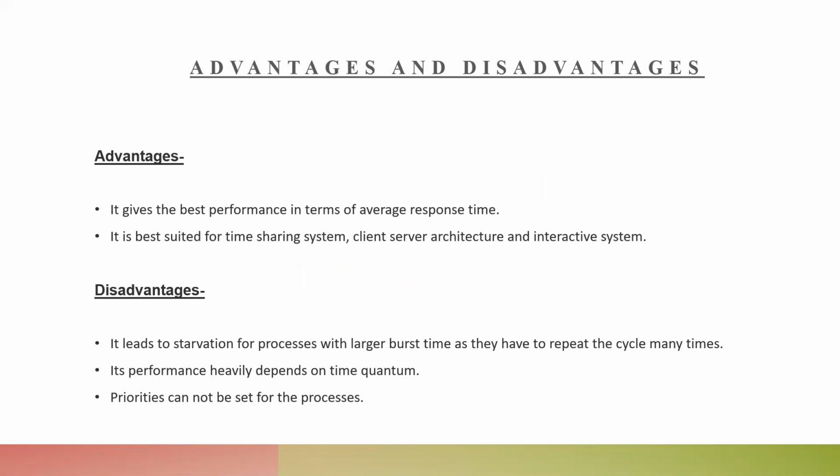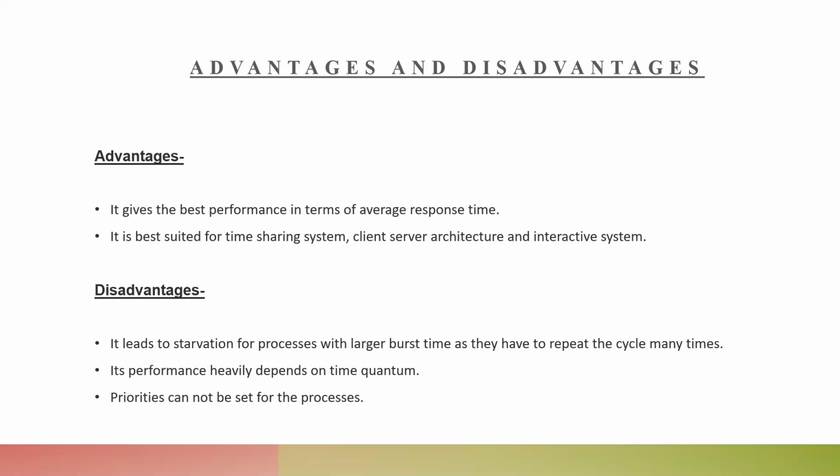So these are the advantages with round robin. And coming to the disadvantages, it leads to starvation for the processes with larger burst time, as they have to repeat the cycle many times. As we know, if the burst time is greater than the time quantum, it has to go back to the ready queue after its time quantum expires. So if the burst time is large, it has to repeat the cycle many times until the process completes. So it leads to starvation for the processes.